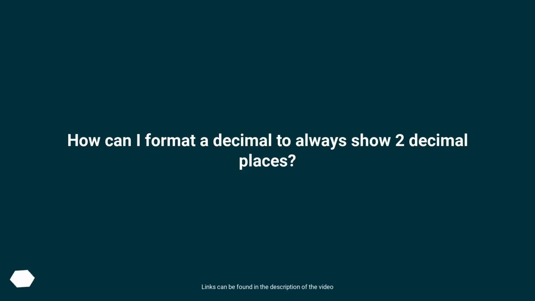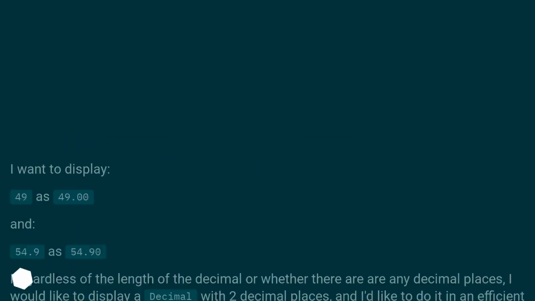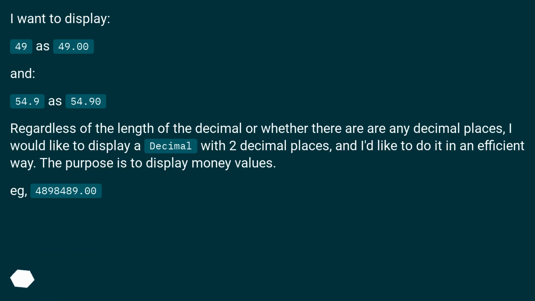How can I format a decimal to always show 2 decimal places? I want to display 49 as 49.00 and 54.9 as 54.90. Regardless of the length of the decimal or whether there are any decimal places, I would like to display a decimal with 2 decimal places, and I'd like to do it in an efficient way.